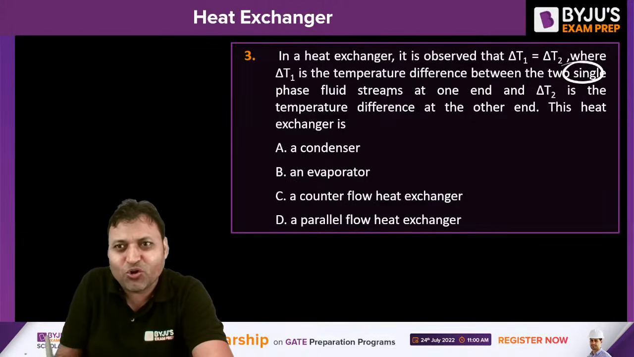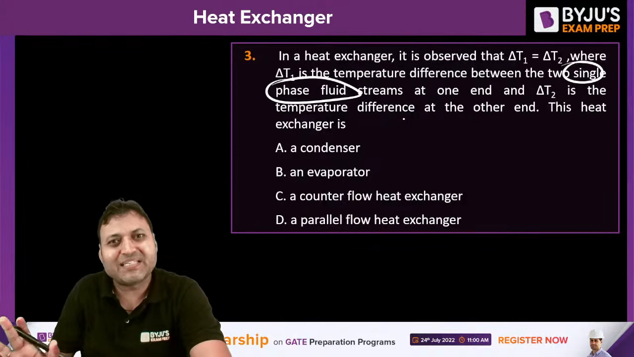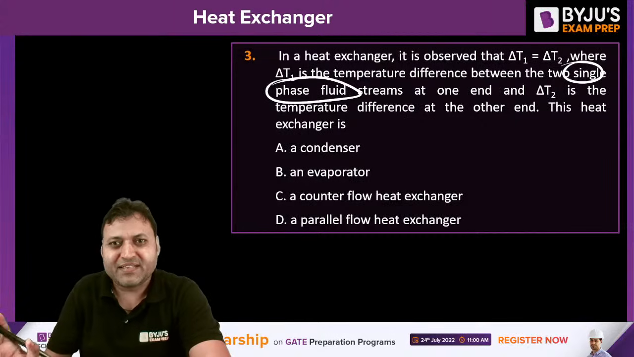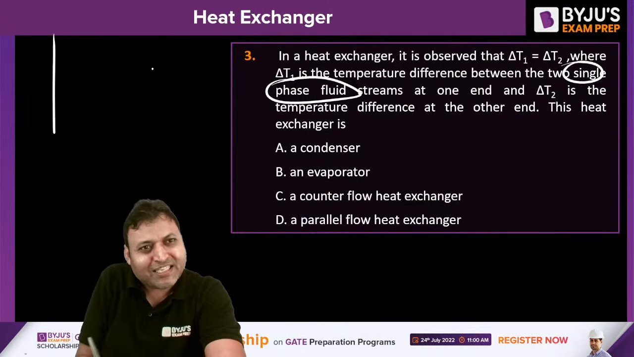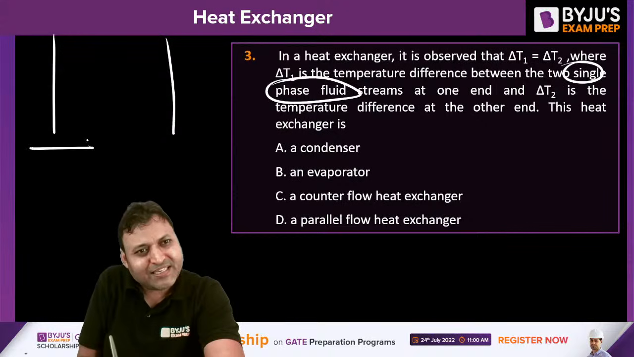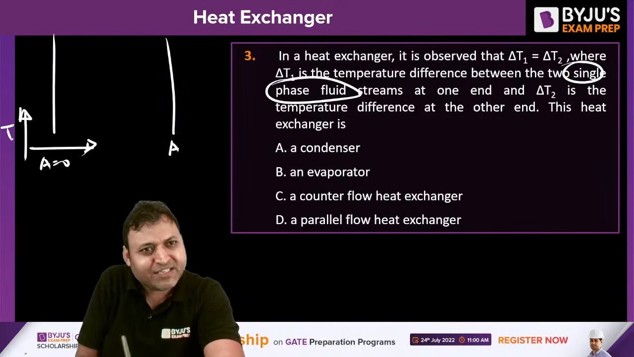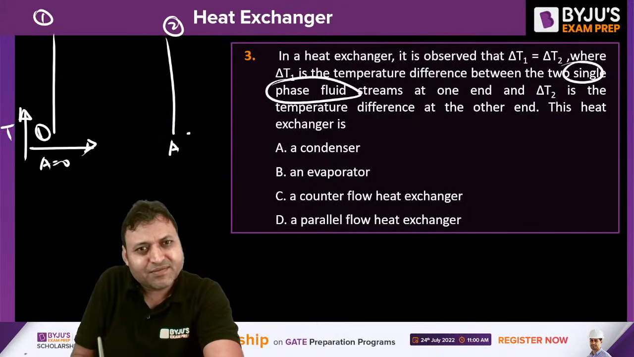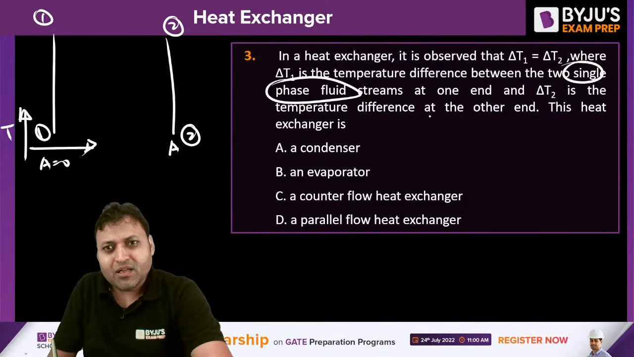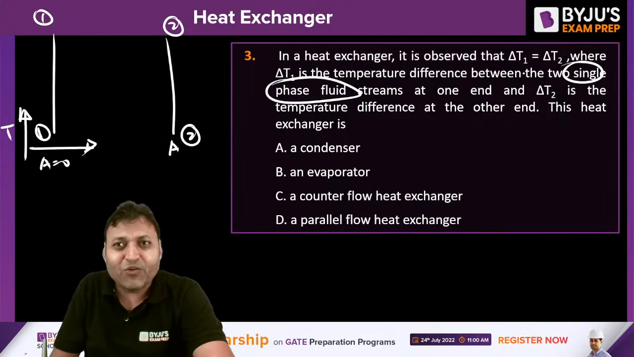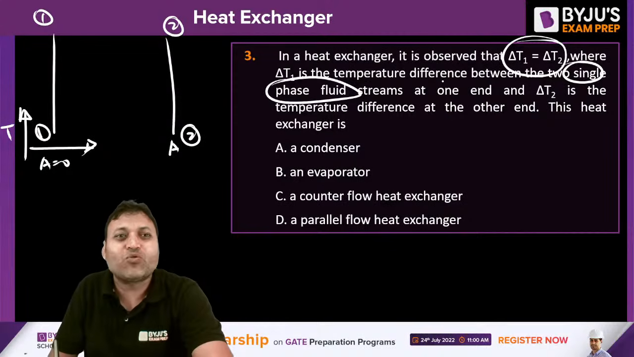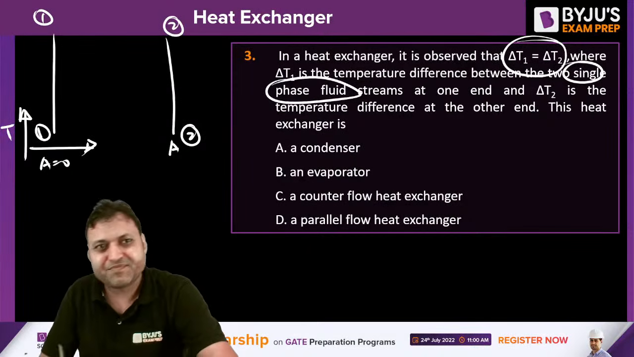Single phase means there is no phase change. Both the fluids have the same phase at one end, and delta T2 is at the other end. This is one end, this is the other end. This is the area we are talking about. A is equal to 0, and this is temperature versus area. This is one end, this is another end. And delta T1 is equal to delta T2. Delta T1 equal to delta T2 can only be possible in which case?